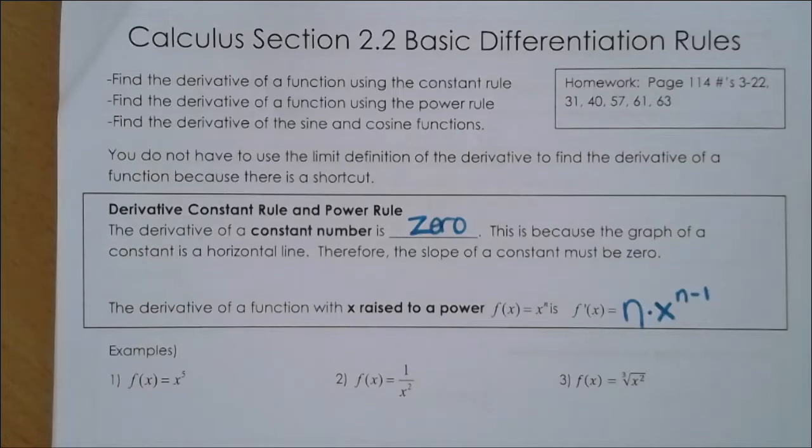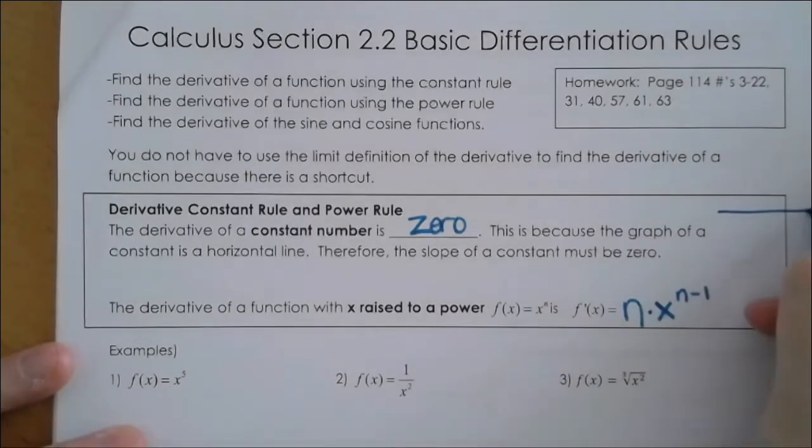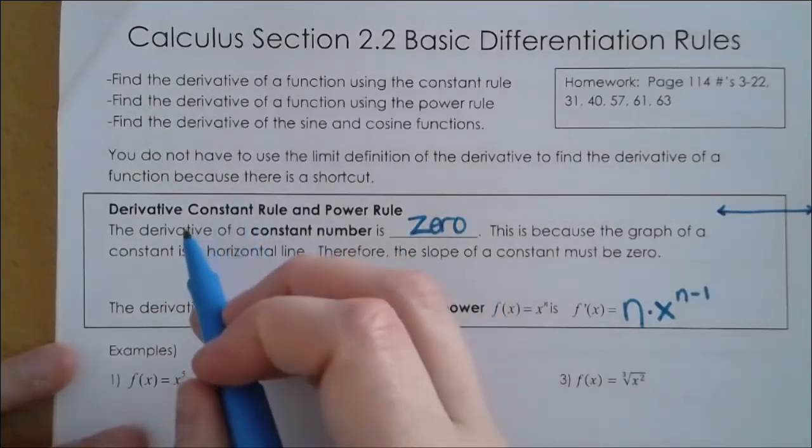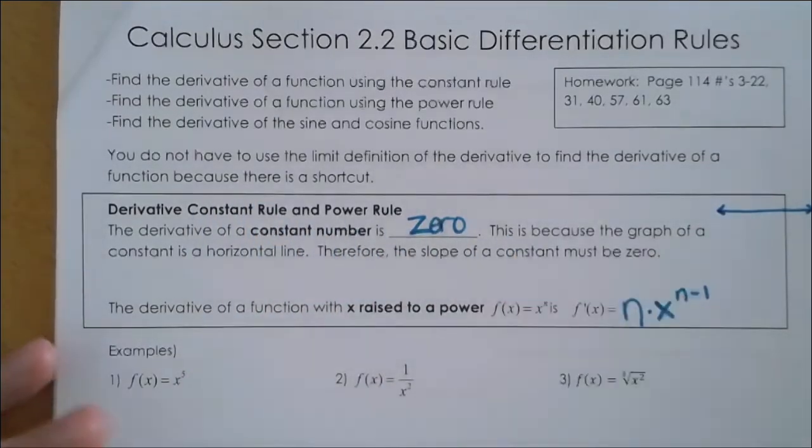So if I have the slope of the graph of a constant, it would just be a line that is horizontal. And the slope of a line that's horizontal is always going to be 0. So the derivative of a constant is also 0.